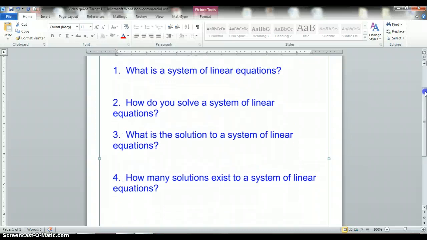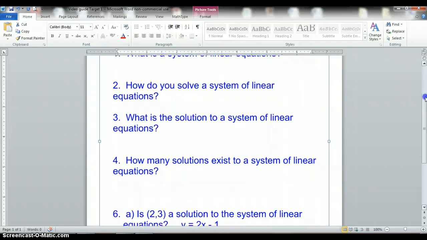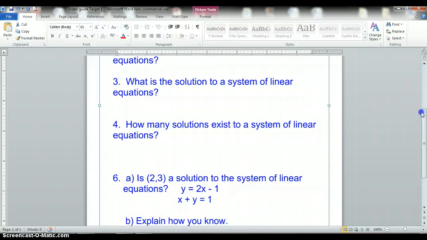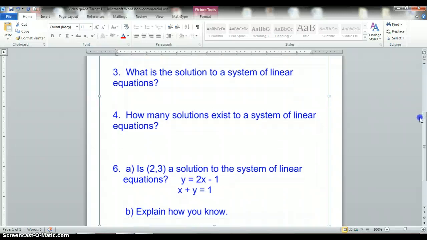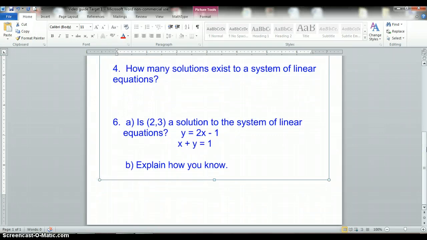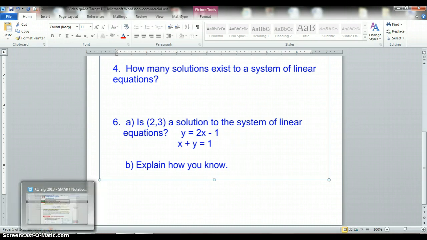We're first going to define what a system of linear equations is. We're going to explain how to solve a system of linear equations. We're going to identify what the solution is to a system of linear equations, how many solutions could exist, and determine how you would know if a particular point is a solution to the system of linear equations, and explain how you would know. So have that note-taking guide handy so that you can write down some answers as you watch this video.